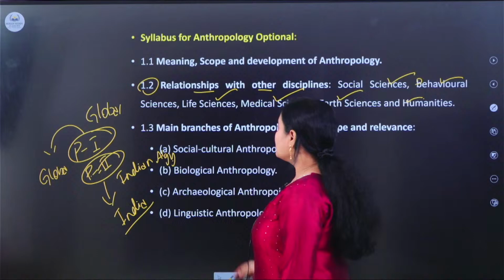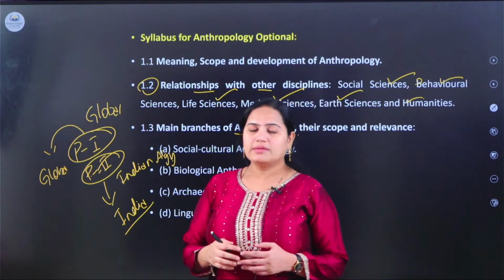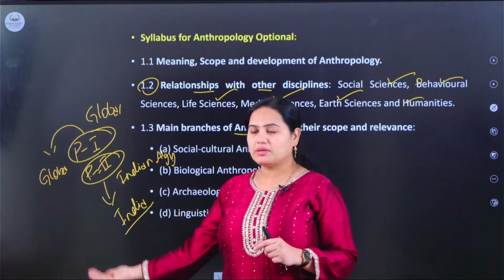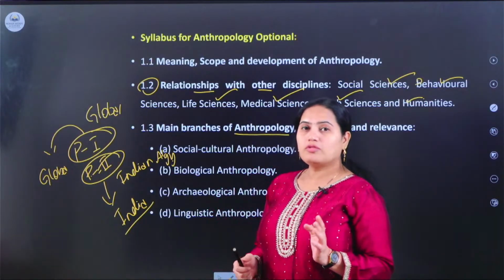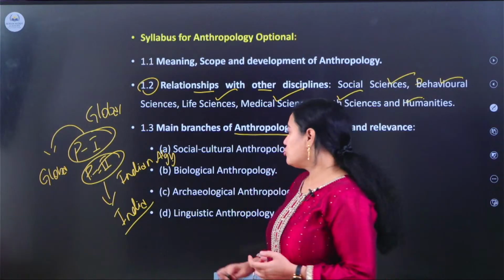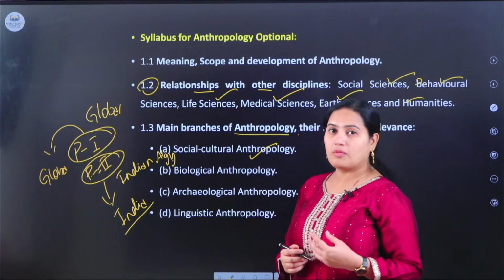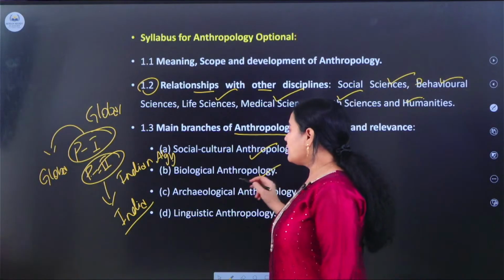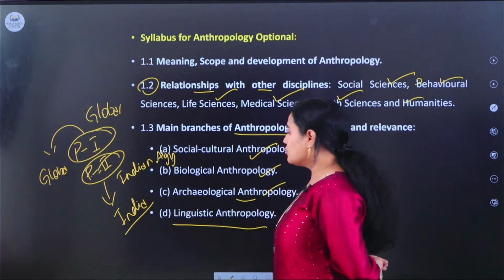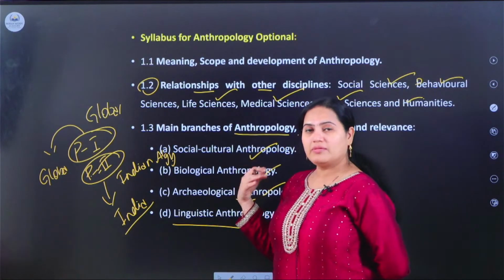And 1.3 talks about the main branches of anthropology. There are 4 main branches of anthropology. Apart from that, we have some other subfields also. What are the 4 main branches? Socio-cultural anthropology is the first, the second is physical anthropology or biological anthropology, the third is archaeological anthropology, and finally linguistic anthropology, within which there are so many subtopics which we eventually cover.